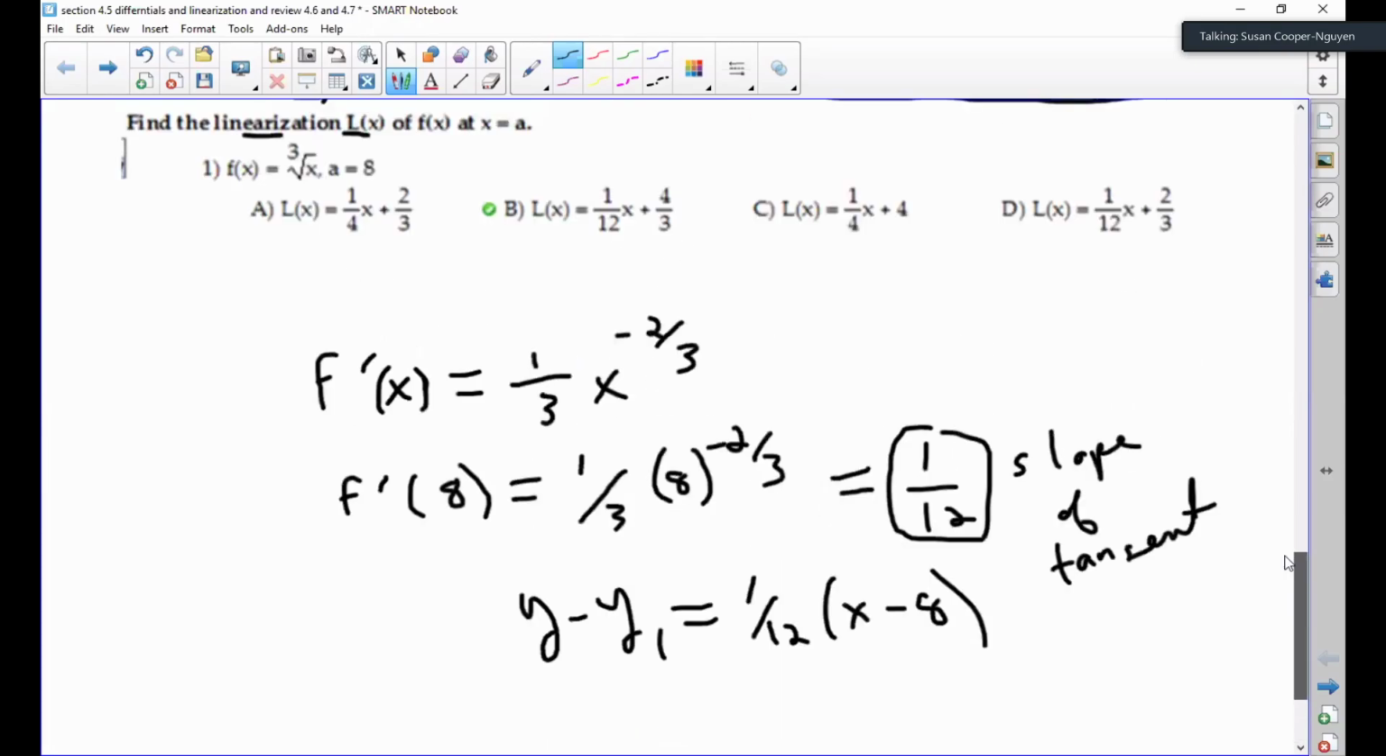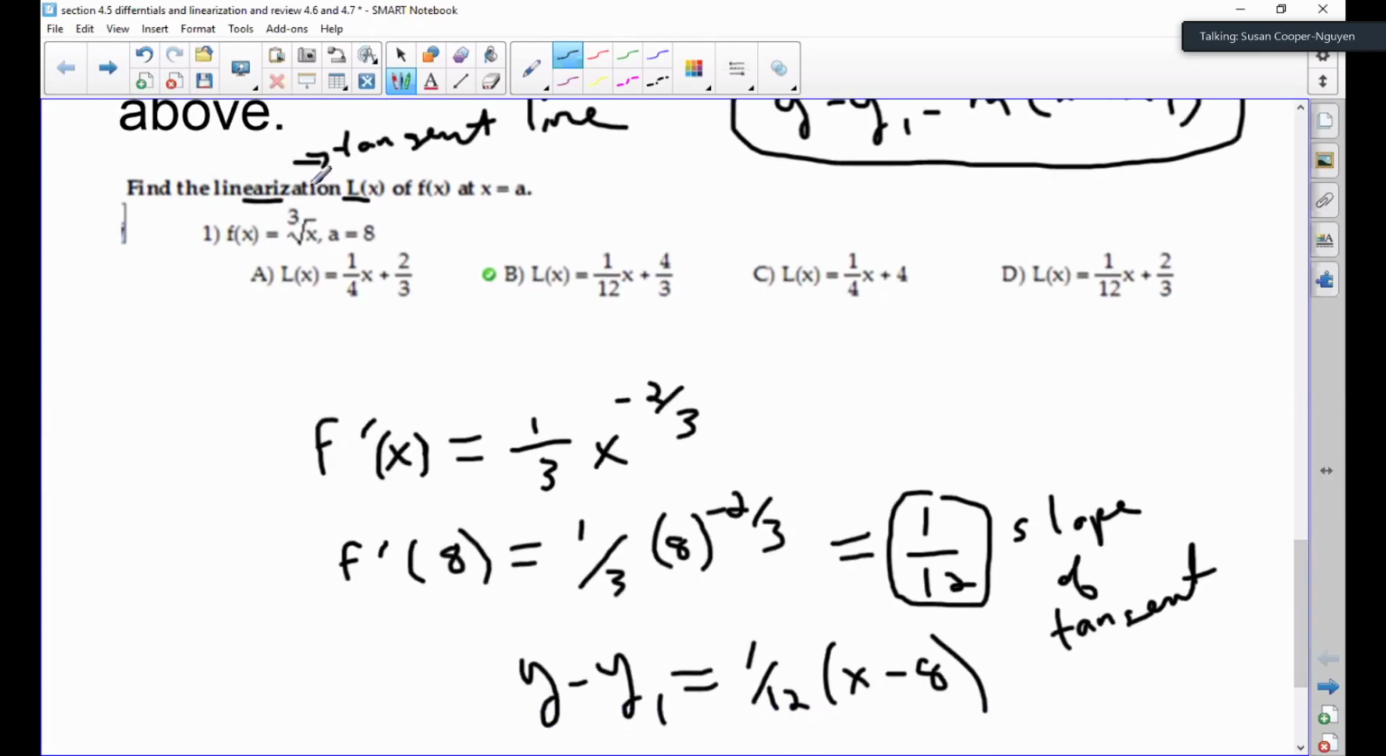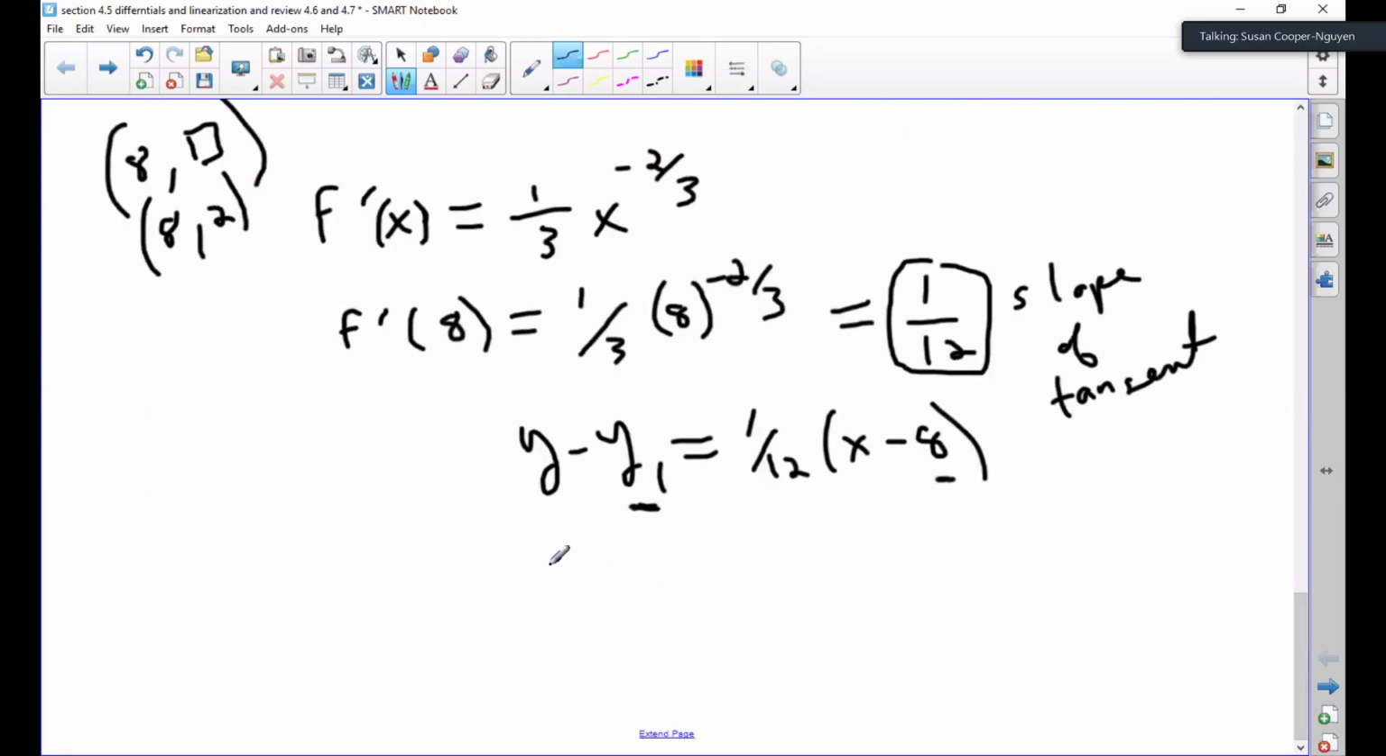So if I scooch that back up, okay, they wanted to know the linearization, which we now know means the tangent line, at 8. So 8's getting plugged in here. But you might say, okay, but what's getting plugged in for y1? Well, you got to put 8 into your original function. So it's like 8 comma something. Well, if I put 8 into the original function, cube root of 8 is 2. So that's like the location of interest. So then we know we're going to have y minus 2 equals 1/12 times (x minus 8).